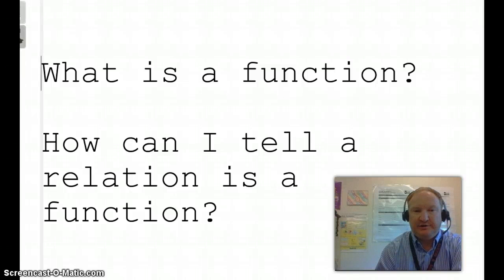So tonight we're going to take a look at what is a function and how can I tell a relation is a function. And so we'll take a look at the definition of a function. We'll take a look at how a relation and a function are related, and some of the tests that we can do to decide whether or not we're dealing with a function or just a straight relation. So with that said, let's get started.